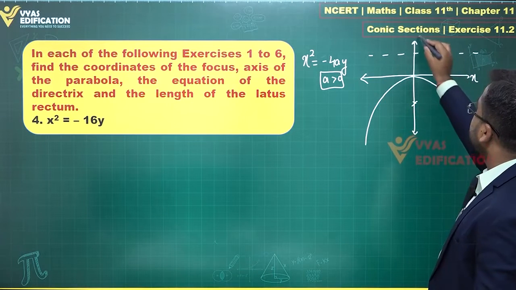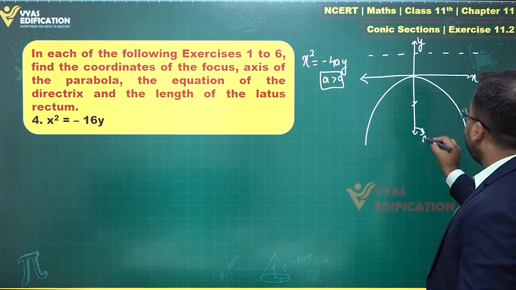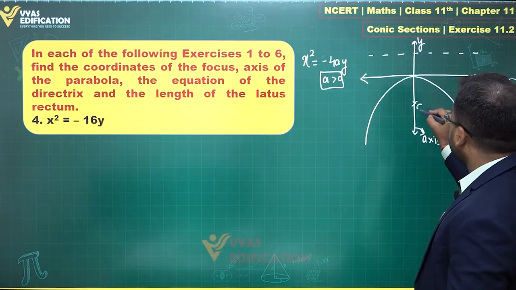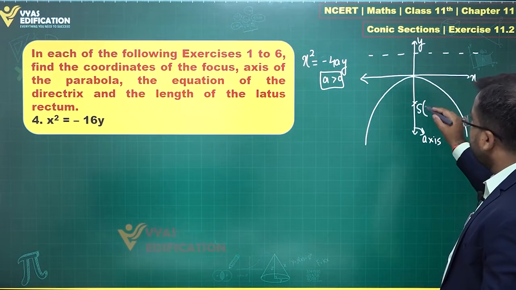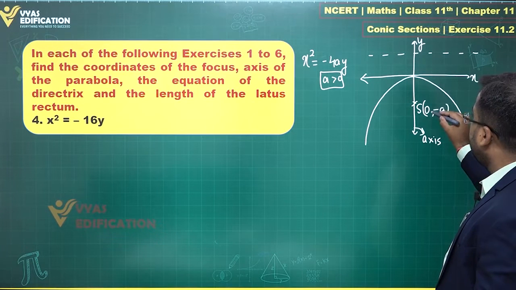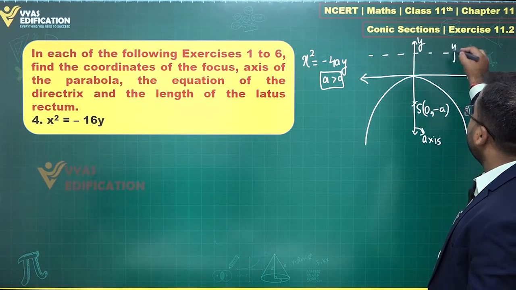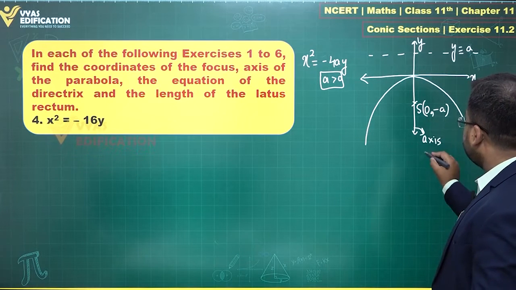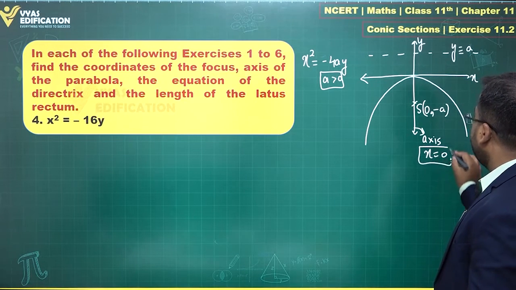This is x-axis, this is y-axis. This here is the axis of parabola, right? Focus, as you can observe, will be a units below this. This will be 0 comma minus a. Directrix will be y equals a. This is directrix. Axis is the y-axis, which is x equals 0.